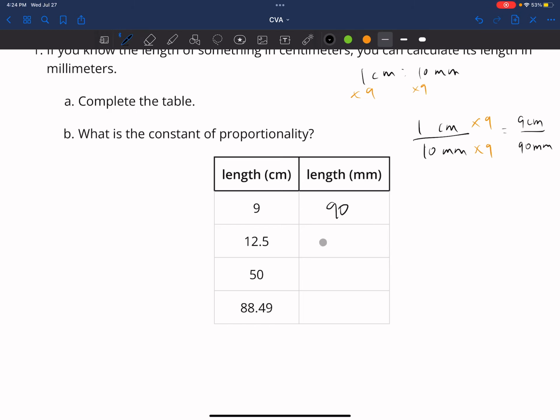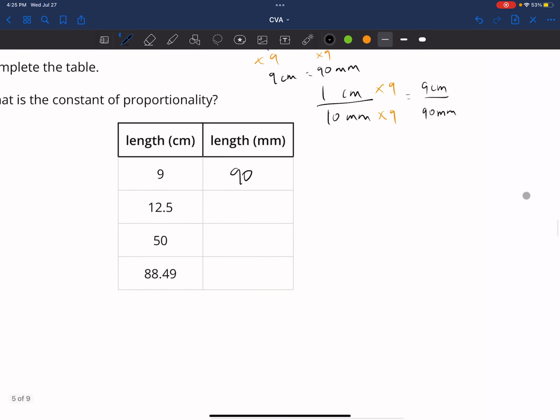And then we got 12.5 centimeters. Once again, this is the same thing, 9 centimeters and 90 millimeters, right? So as you can see, you can do that or that. That's up to you, whatever you find more intuitive. So I got, once again, 1 centimeter for every 10 millimeters. By the way, I can do it like this if I wanted to. What this is saying is for every 10 millimeters, there's 1 centimeter, right?